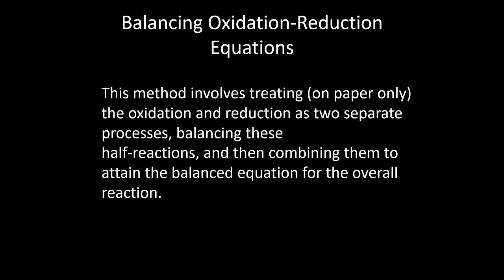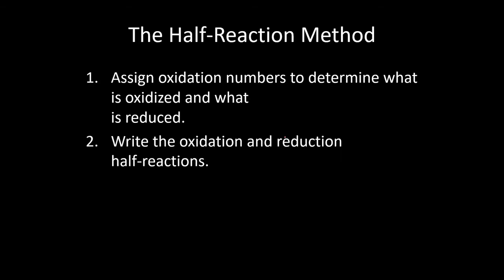What the half-reaction method does is it involves treating the reaction just on paper. Obviously, this is an actual real reaction, but on paper, we're going to treat the reaction as if it is two separate processes. We will balance those two separate processes and then combine them together to get the balanced equation for the overall reaction. So let's talk about the steps we're going to use to do this. The first thing we're going to do is assign oxidation numbers to figure out what's oxidized and what's reduced.